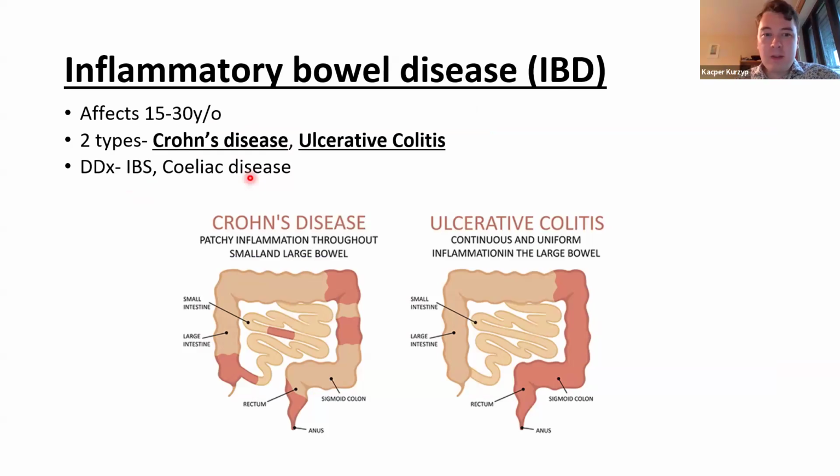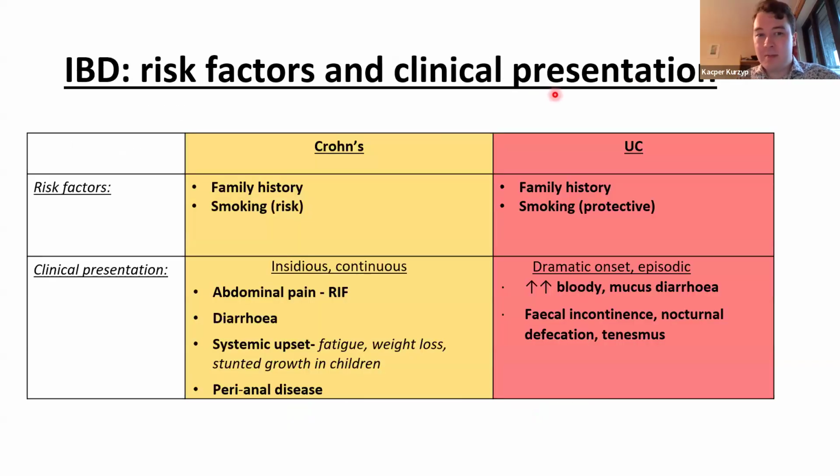Now, in terms of how you differentiate between IBD and these two, your patient with IBD will have raised markers of inflammation and raised fecal calprotectin. You have your patient with raised fecal calprotectin. What is it? In Crohn's, you have family history, yes?